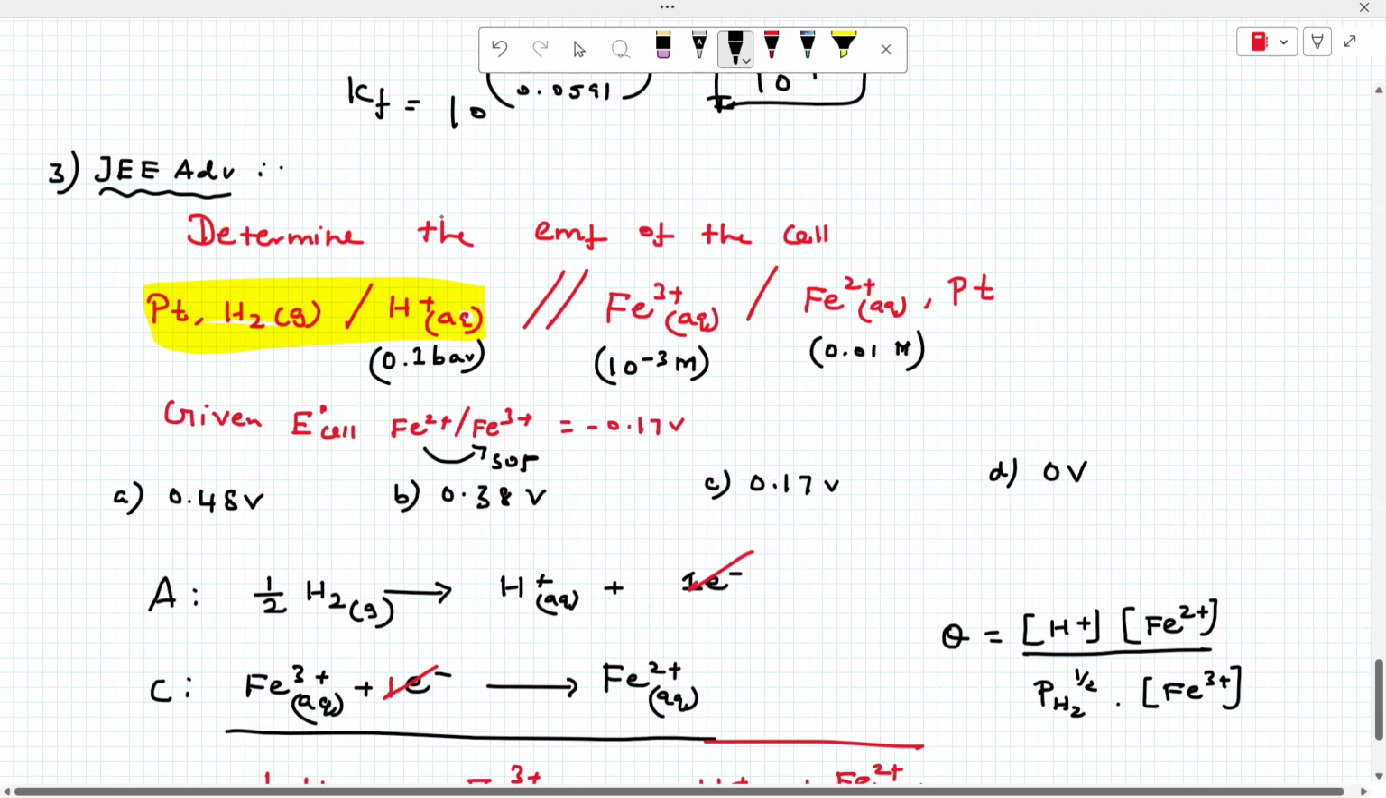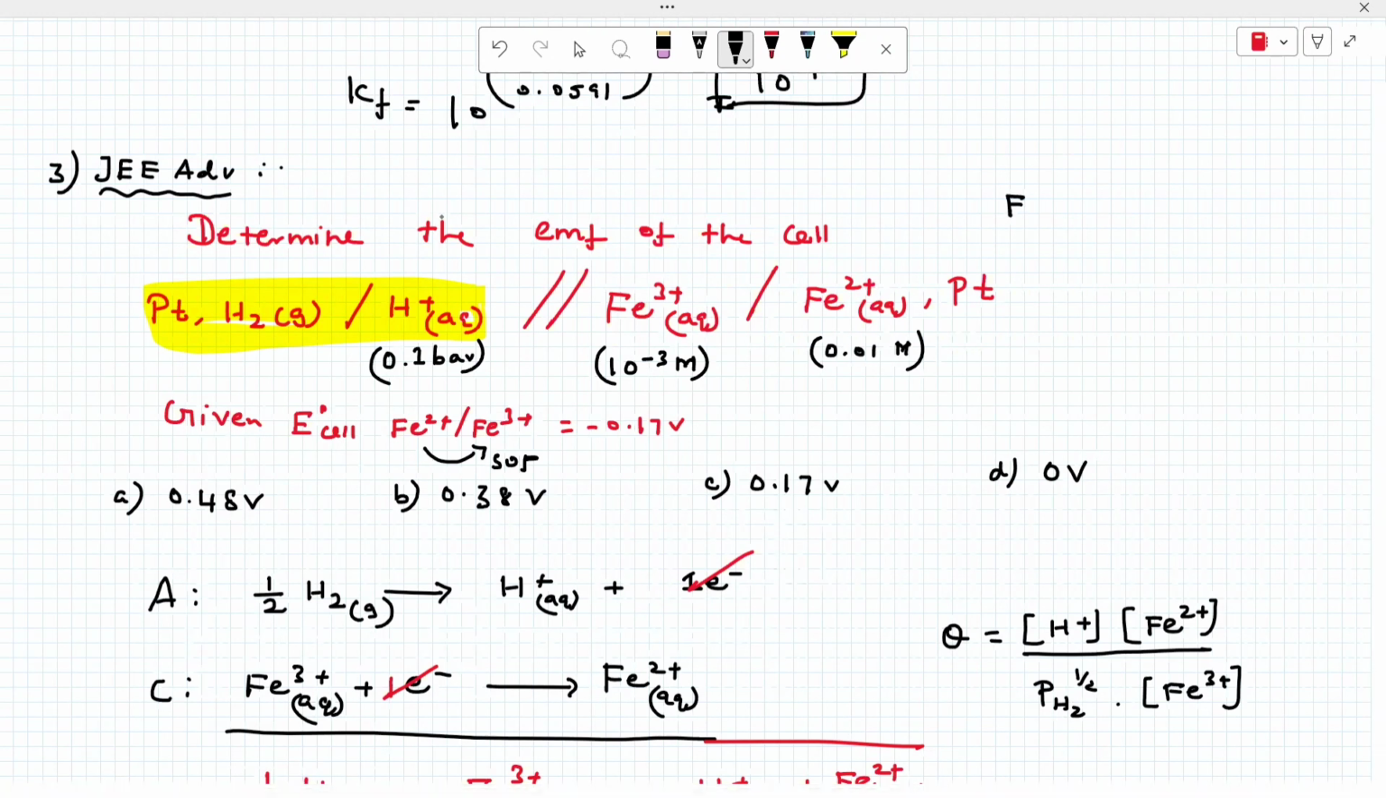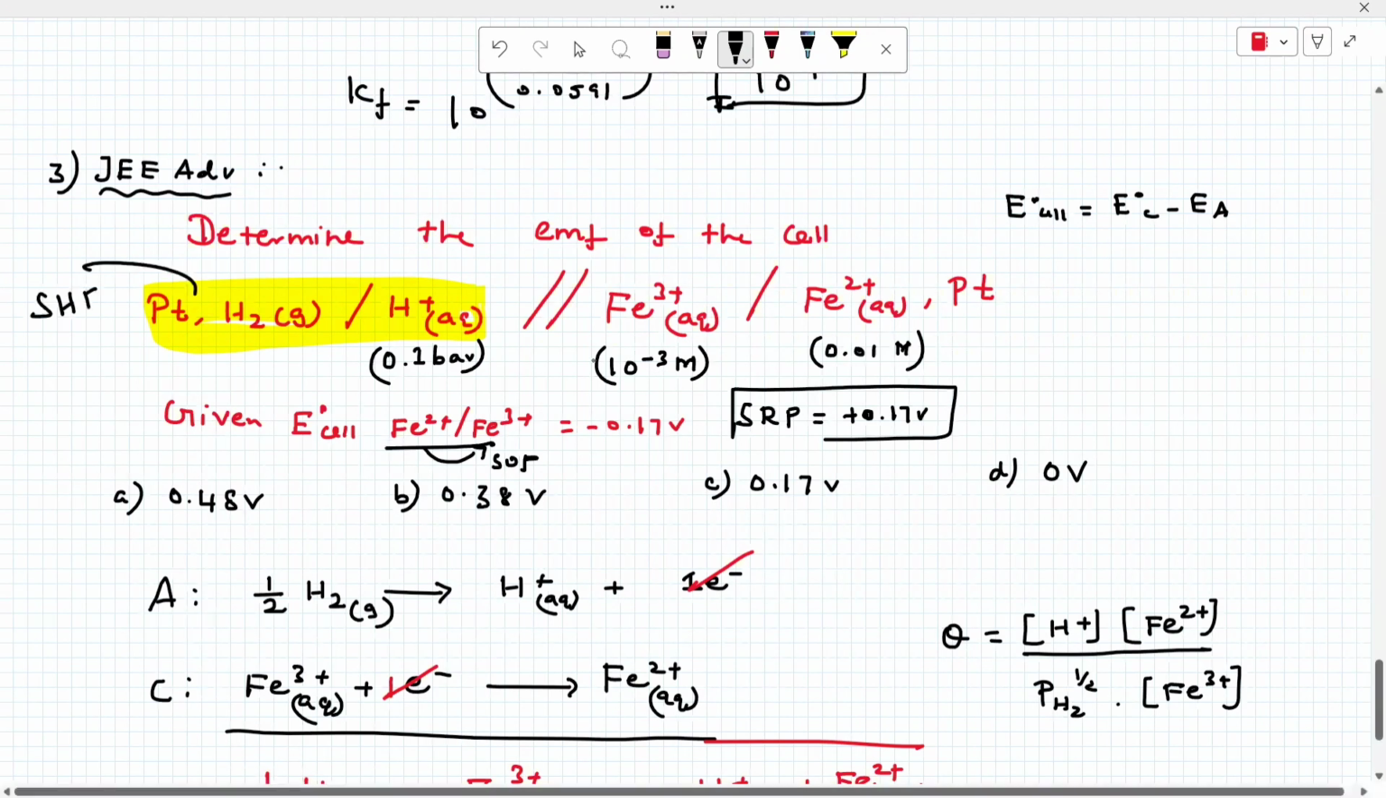What is the formula for E0 cell? The E0 cell is equal to E0 cathode minus E0 anode, right? Now what is it, SRP or SOP? What is the SRP value? This is equal to plus 0.17 volt. Listen, in the cell value plus 0.17. Then for H2, what is the SRP value?